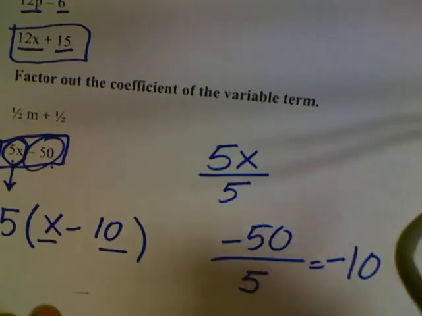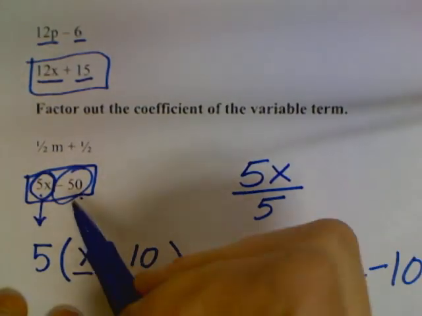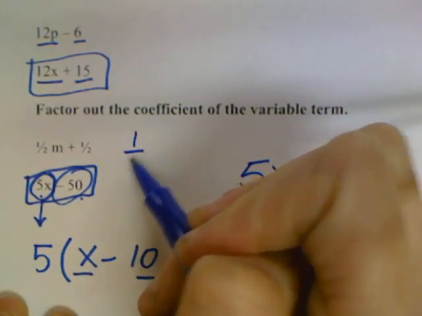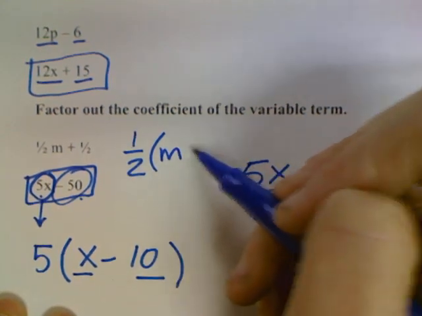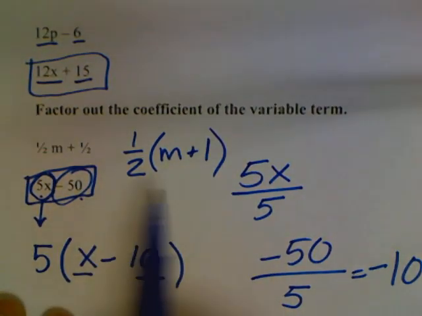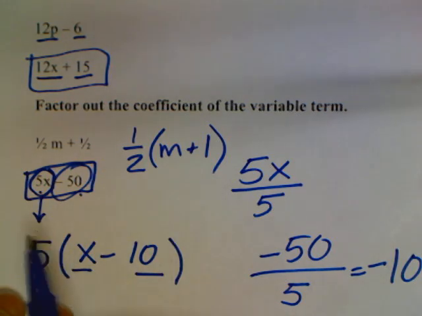Again, if we have a fraction, this is telling us what will be on the outside of our parentheses. But don't be scared when you see a fraction. It's exactly the same process.